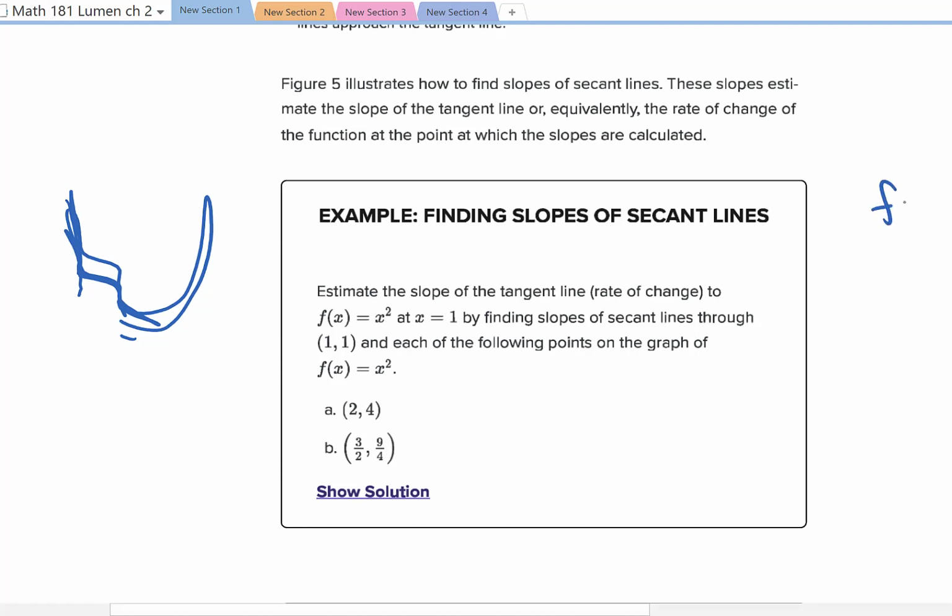So we saw f of 1 was 1 squared, which is 1. And then another point, f of 2 is 2 squared, which is 4. So that's why they give us the 1, 1 and the 2, 4. So our slope of the secant line would be 4 minus 1 over 2 minus 1, which is 3 over 1, which is 3.